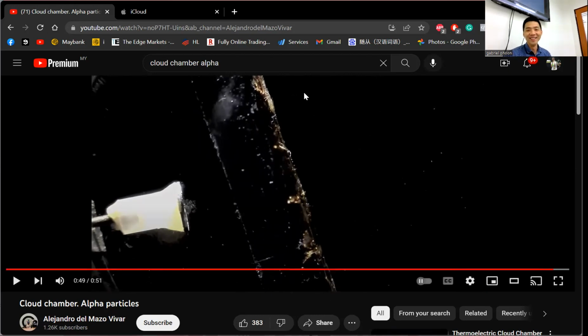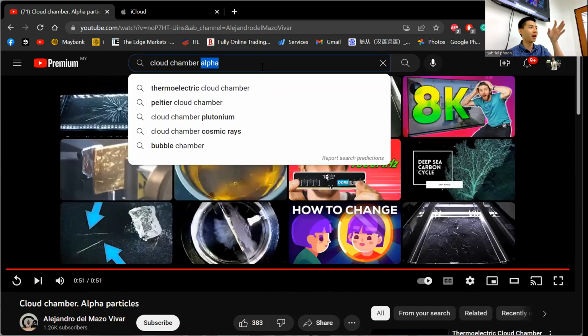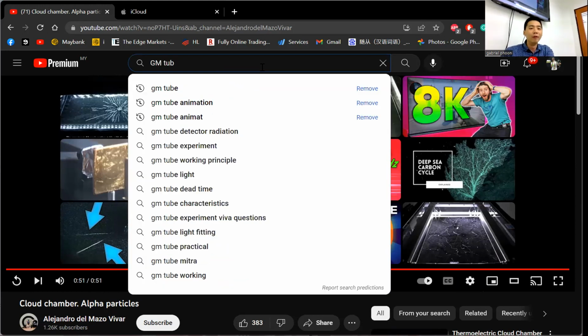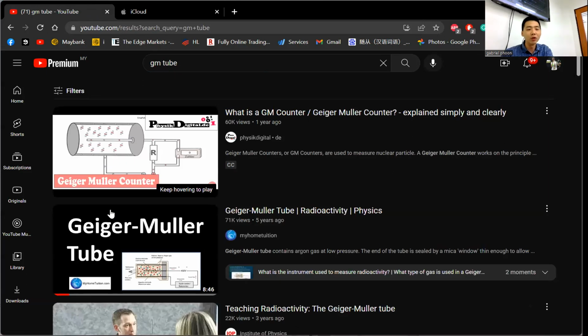Okay. Alright, so these are essentially the things you need to know. And then the next part, which is something similar also: the cloud chamber is just used to detect alpha radiation, all right? So how do we detect beta and gamma? It is something known as a GM tube. The full name is called a Geiger-Müller tube.